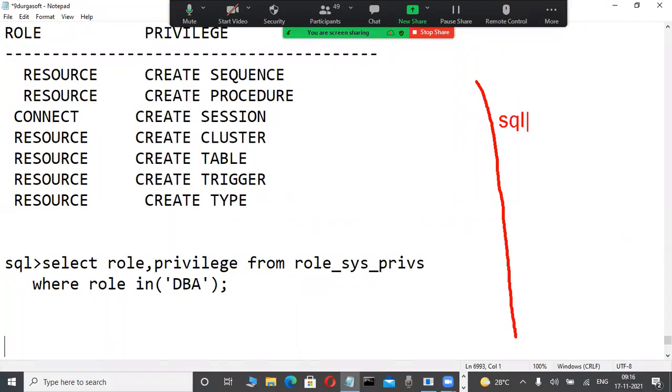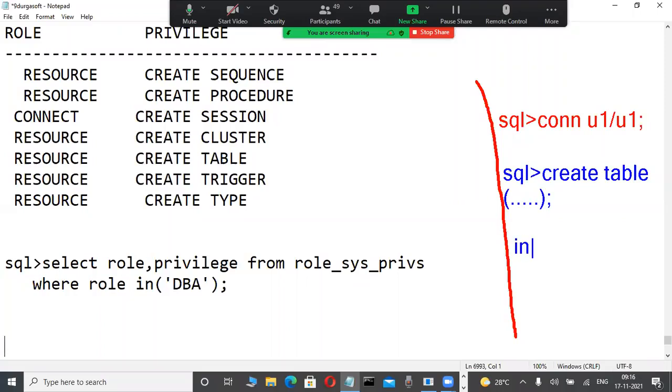Suppose in your project you are connecting with, for example, user U1 and password U1 only. But in that U1 user, you are trying to create a table. A table is a database object, isn't it? But unfortunately, in your project you are unable to create the table. When we try to create a table, an insufficient privileges error occurs. What is the reason behind that? The interviewer asks about the insufficient privileges error.